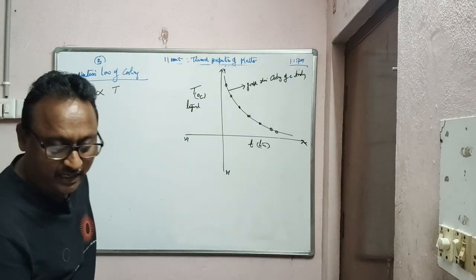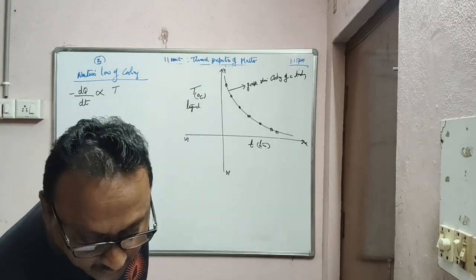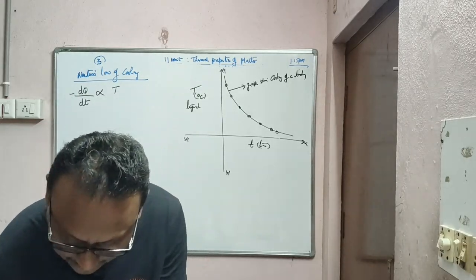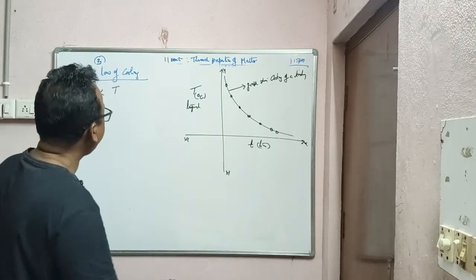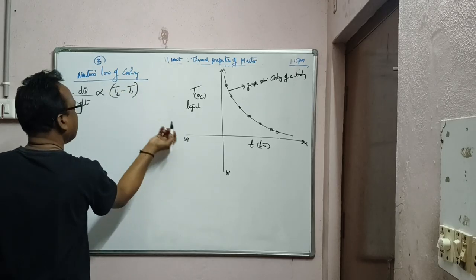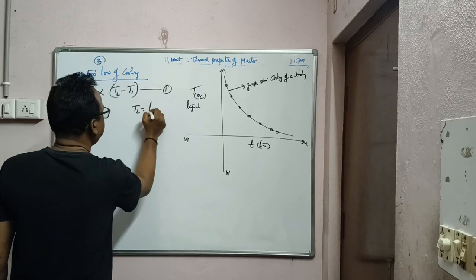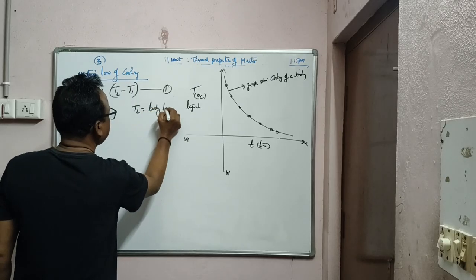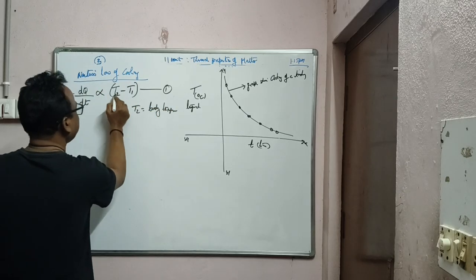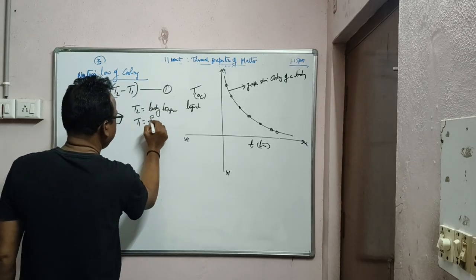I'll take the standard one only, according to your book. I'll take T1 and T2 according to your book. T2 is the body and T1 is the surrounding. So here T2 is the body temperature. You can change it and write theta and theta naught. Body temperature, and T1 is equal to surrounding temperature.